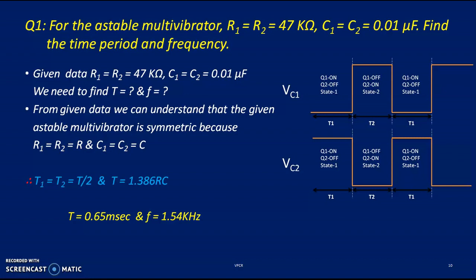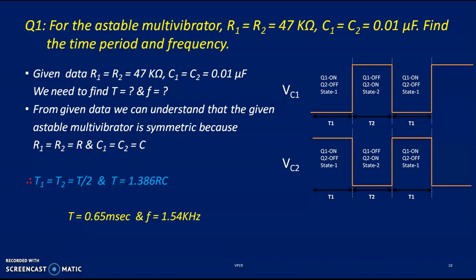So here design means, actually here we are not doing the designing part. When I say designing, actually this capital T will be given. That means I want to generate a square wave. I can say square wave because here it is a symmetric circuit. Actually the question should be: design an astable multivibrator having a 0.65 millisecond time period of square wave.